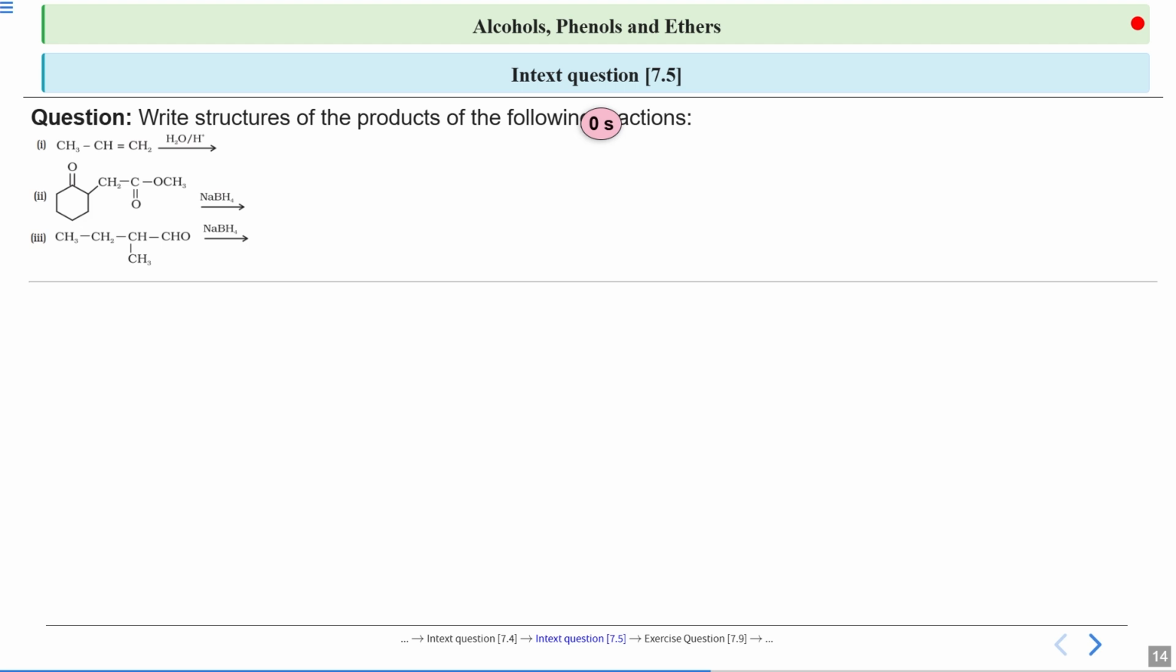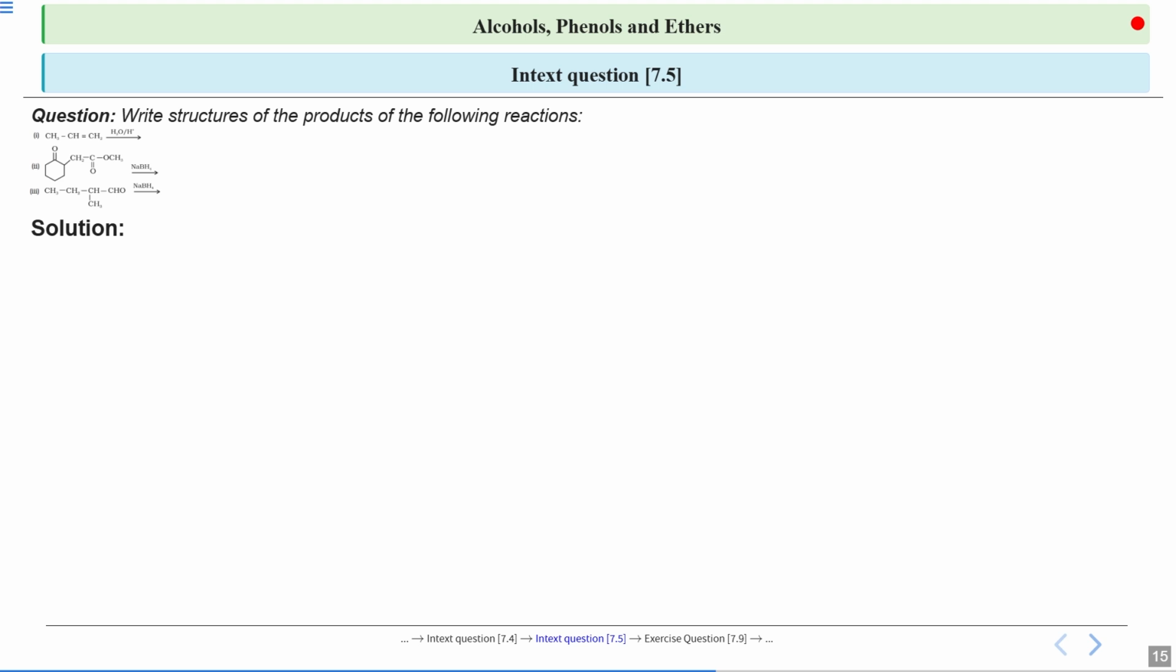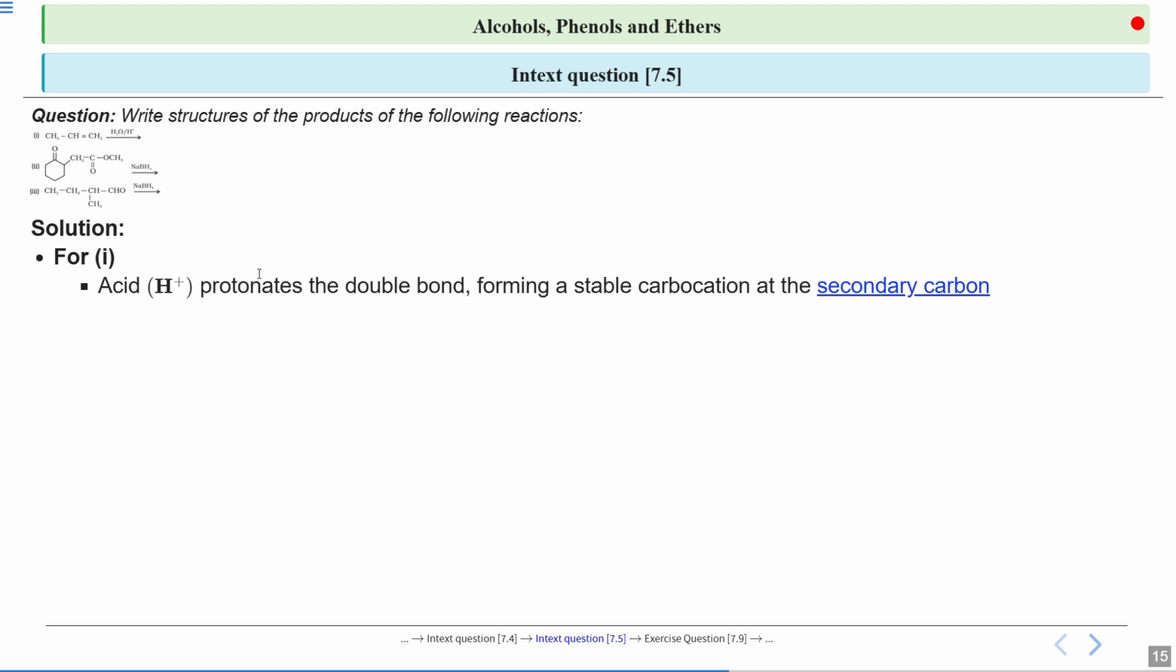Okay, students. So let's see the solution. See the first part. Now to this question, you will see that a propene is given to you, and when acid is added, what will happen?